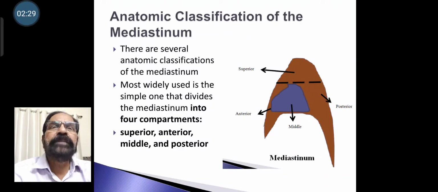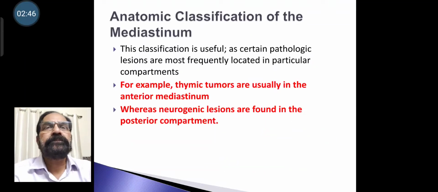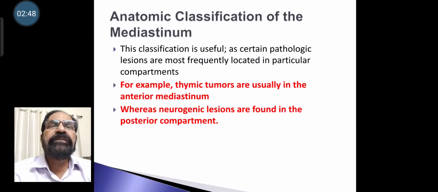Anatomic classification of mediastinum. There are several anatomic classifications of the mediastinum. The most widely used is the simple one that divides the mediastinum into four compartments: superior, anterior, middle and posterior. This classification is useful as certain pathologic lesions are most frequently located in a particular compartment. For example, thymic tumors are usually in the anterior mediastinum, whereas neurogenic lesions are found in the posterior compartment.